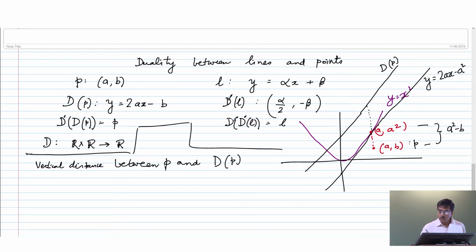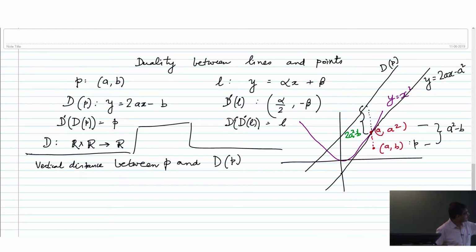And what is this distance? This will turn out to be 2a square minus b. You can just solve that because the dual is this line 2ax minus b. So, you can just calculate this distance. I am not doing all the calculations here. So, you can do it, very simple calculation, right. So, I am claiming that this point is mapped to this line.